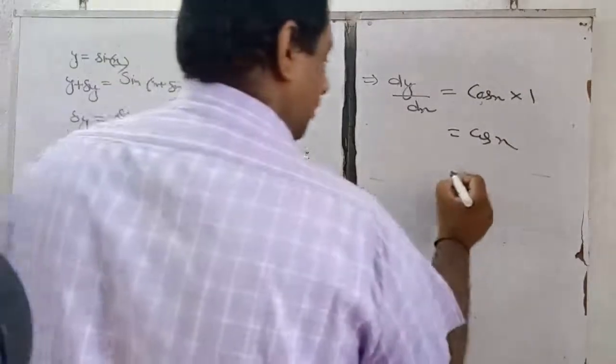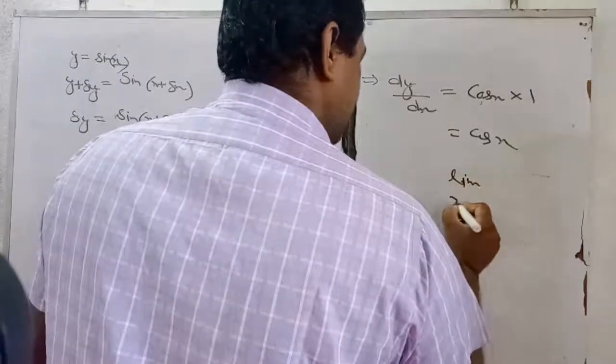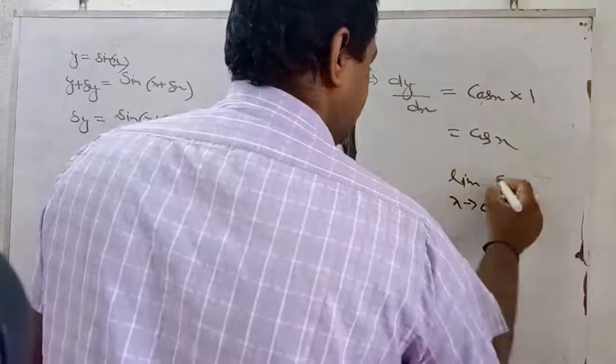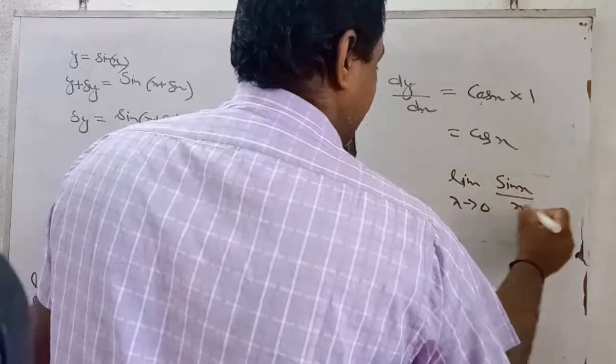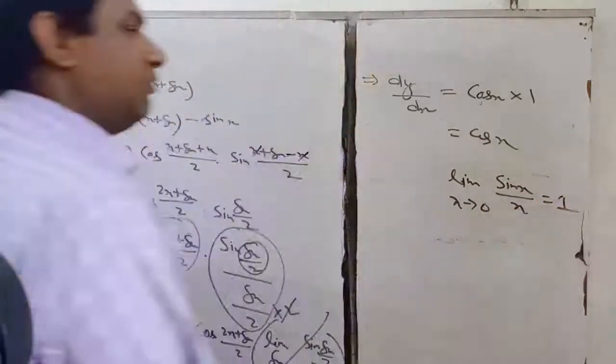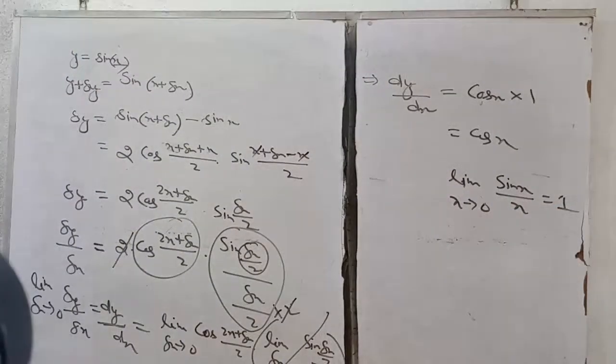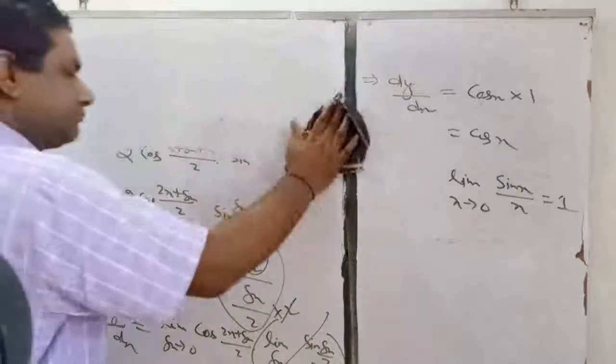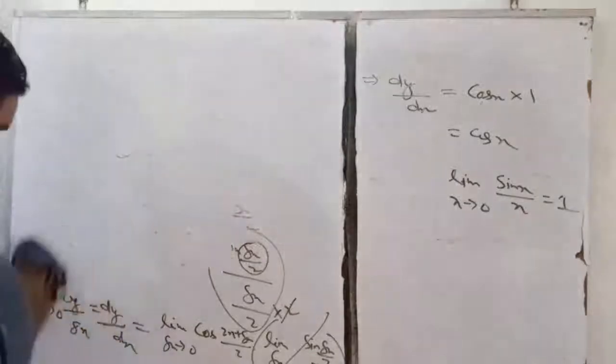Why 1? Because we know that this is in the format of limit x tends to 0 of sin x by x, which is equal to 1. So in this way we can apply the differentiation from first principle method to find the differentiation of any given function.